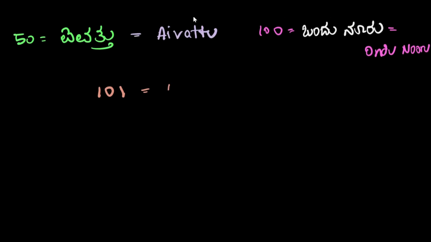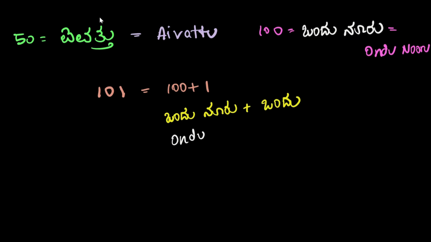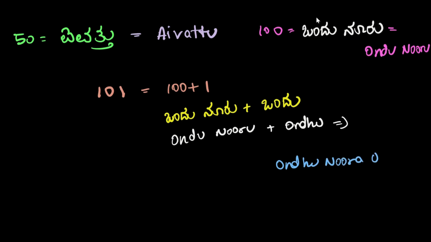Okay, 101 you can apply the same method. It's nothing but 100 plus 1, right? So 100 is ಒಂದು ನೂರು. 1 is ಒಂದು, right? Let me write it in English also. Ondu Nooru plus Ondu. What happens? Ondu Noora Ondu. This Nooru becomes Noora.